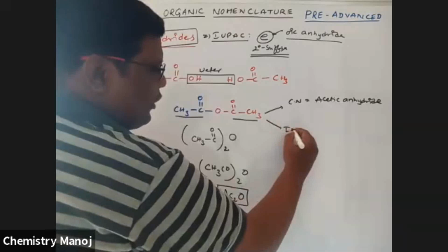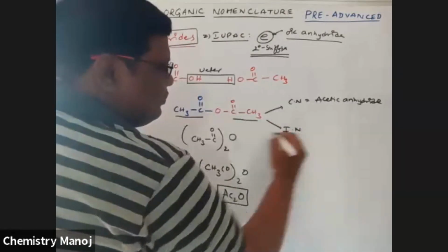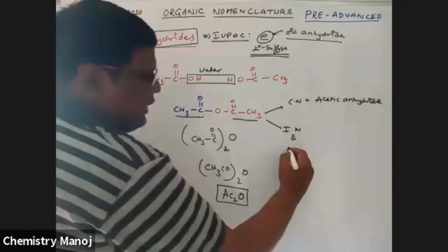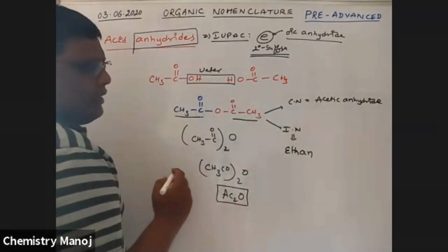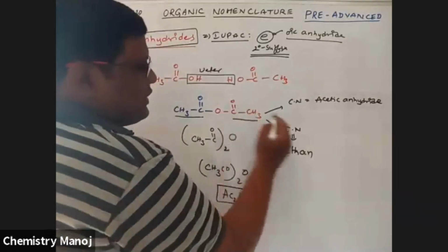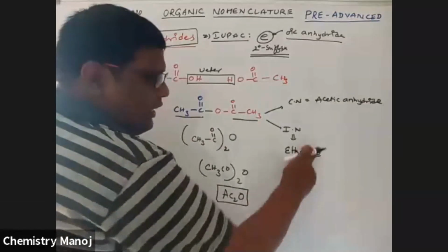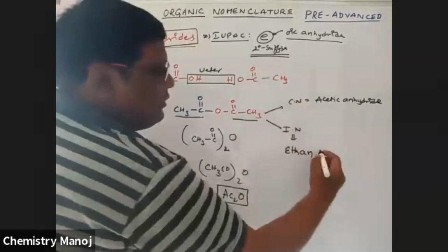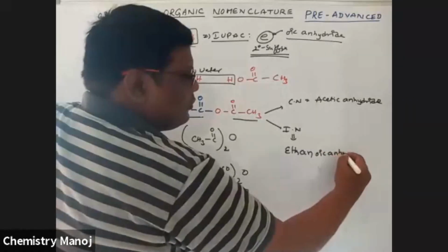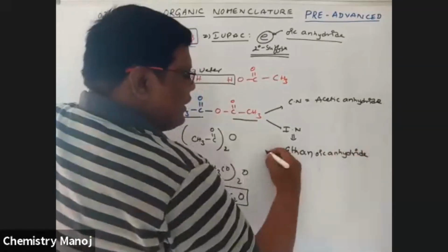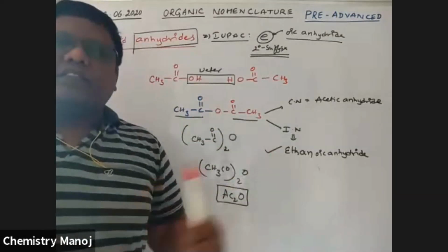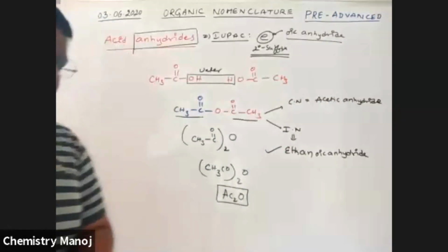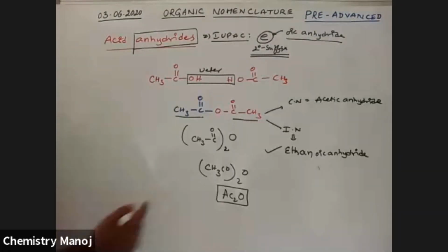I am going to write the IUPAC name. That is, 2 carbons eth, AN, single bond between carbon and carbon, so ethane. Now actually E is there, that E is replaced with OIC anhydride. Now it is the IUPAC name of this component: ethanoic anhydride. It is the anhydride obtained from ethanoic acid. That is why it is ethanoic anhydride. Okay, so it is the IUPAC name.